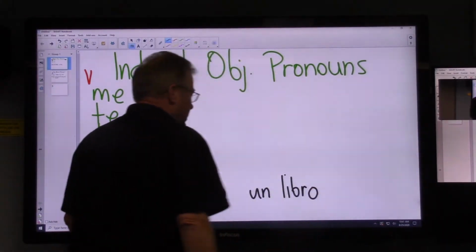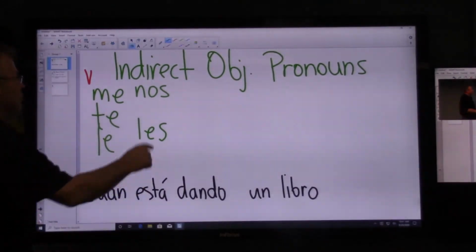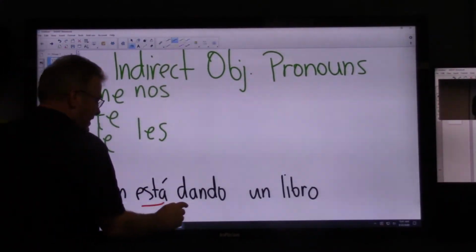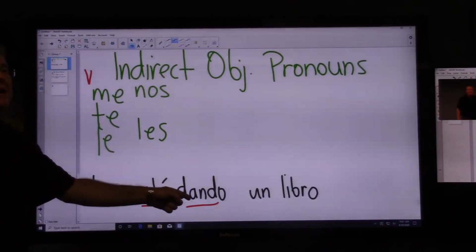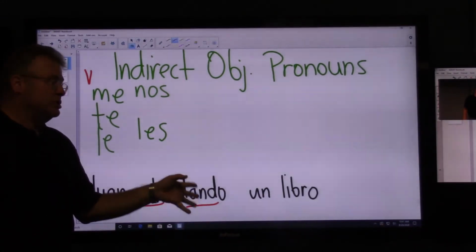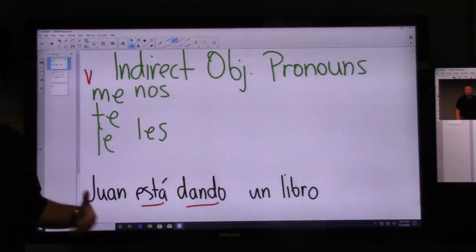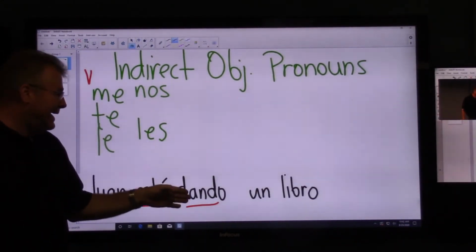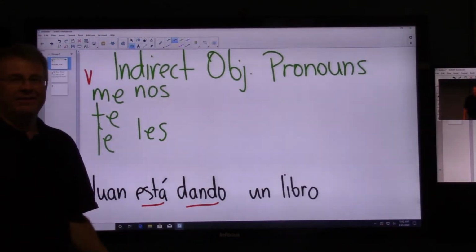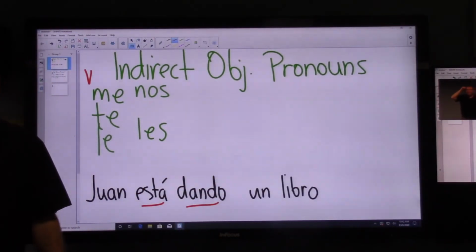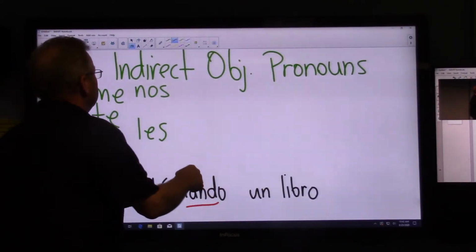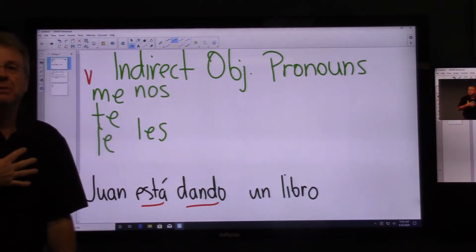Okay, now it's not so much that he gives a book or wants to give a book, but that he is giving, right? The verb dar, to give, we've created the gerund by dropping the AR, replacing it with ANDO, dando, giving. Juan está dando. Juan is giving a book, okay? And he's giving a book to, let's say, me.